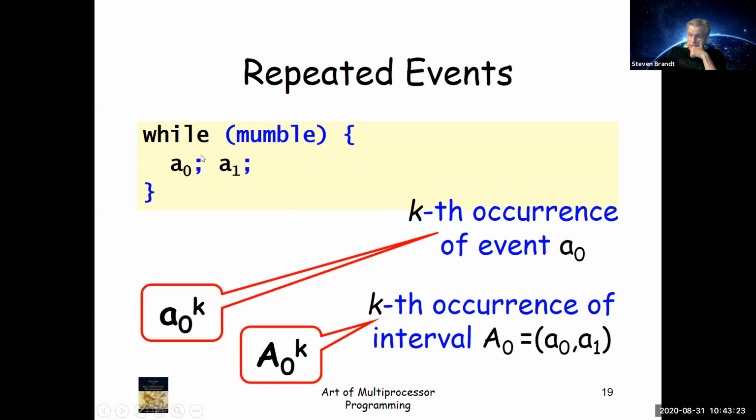So we can have repeated events. You can have a loop, and then you can have an A0 and an A1 in here. This could be the beginning of a method call, and this could be the return of a method call, for example. The kth occurrence of event A0 would be written like this, and the kth occurrence of interval A0 would be written like this.